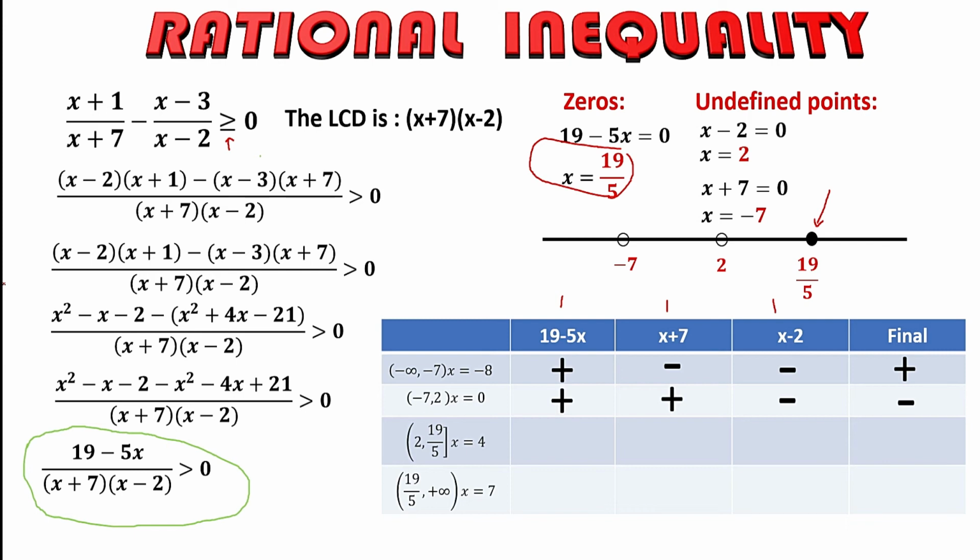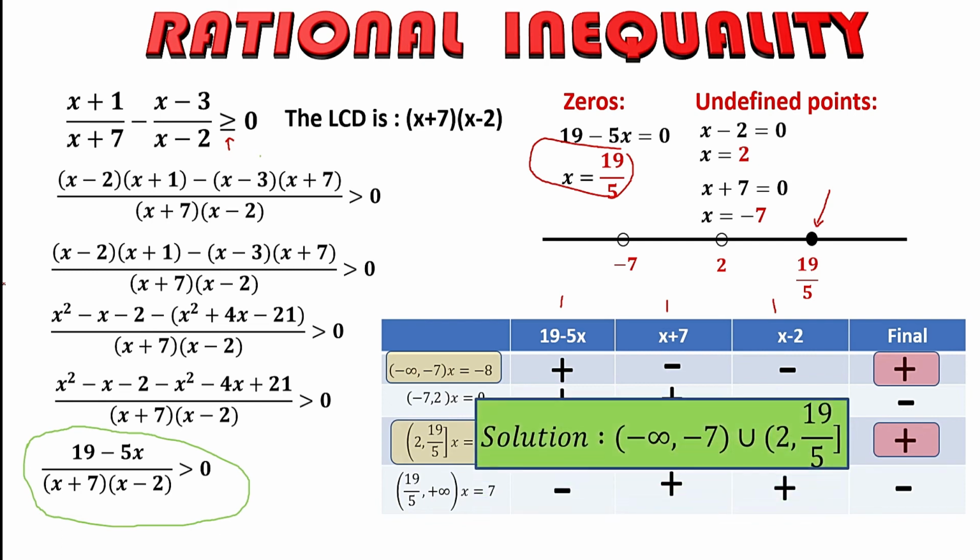The exercise before is like this. You substitute to find the sign of each interval for each expression. Because the rational inequality says the rational function is greater than or equal to 0, I consider only the positive. This is a positive interval, and this is another interval where the function is positive.